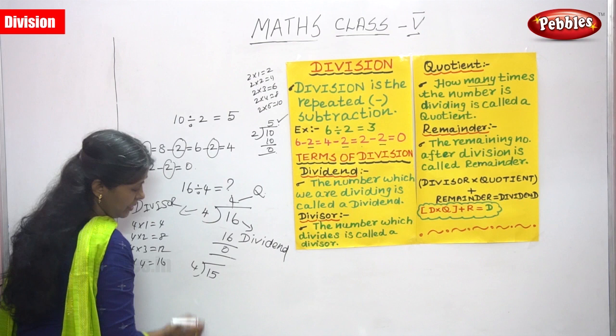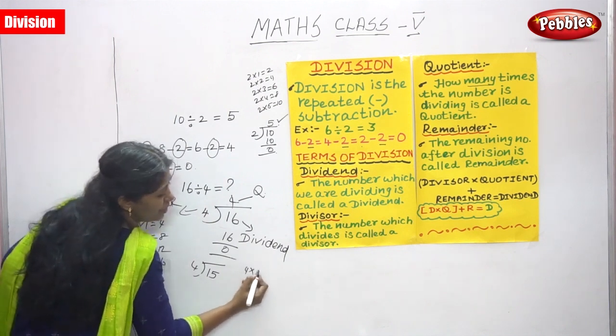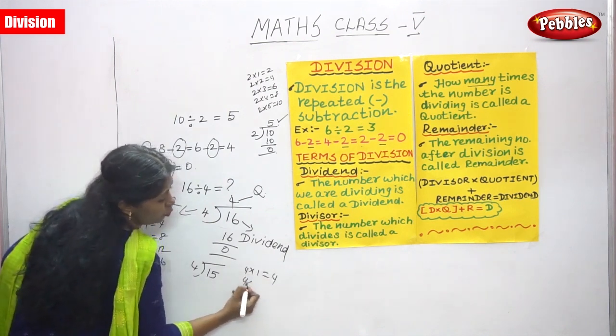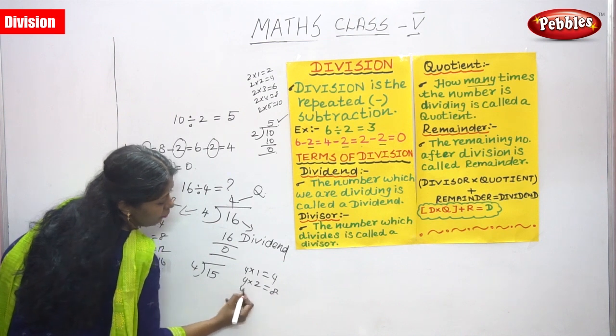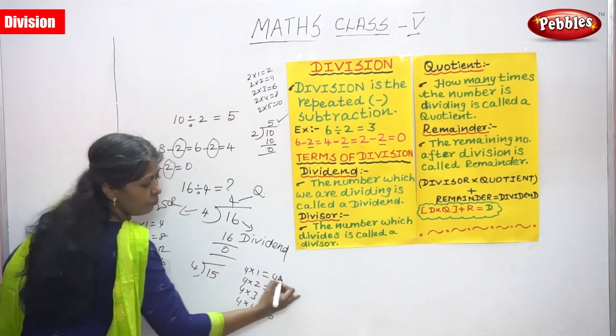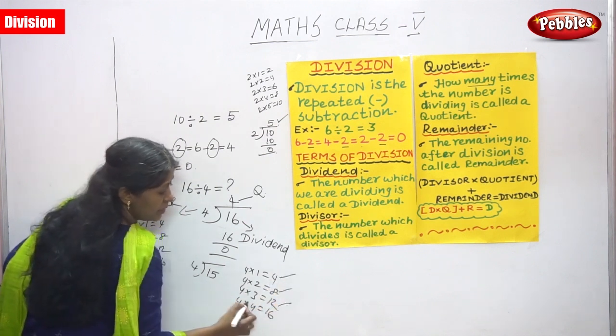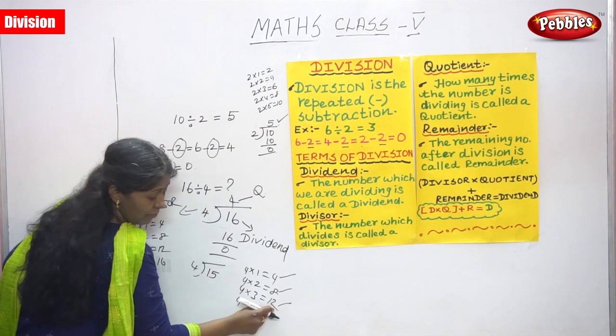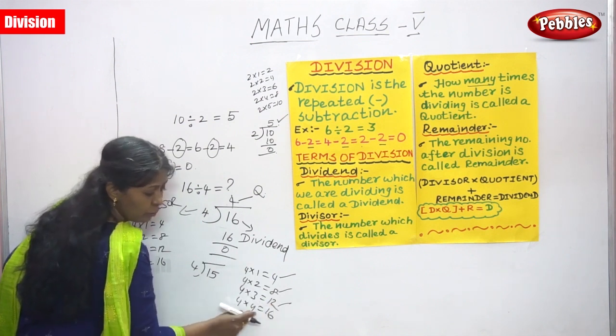So again you have to say the fourth table. 4 1s are 4. 4 2s are 8. 4 3s are 12. Then 4 4s are what? 16. In this place 4, 8 and 12. So after 12, 4 into 4 is 16.